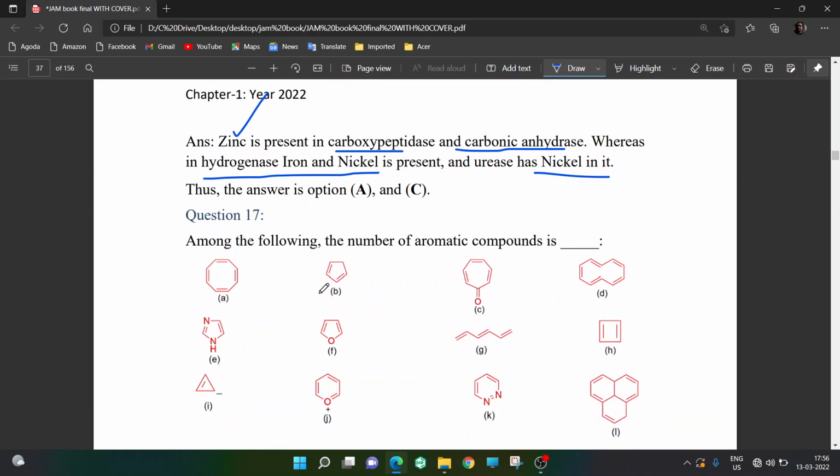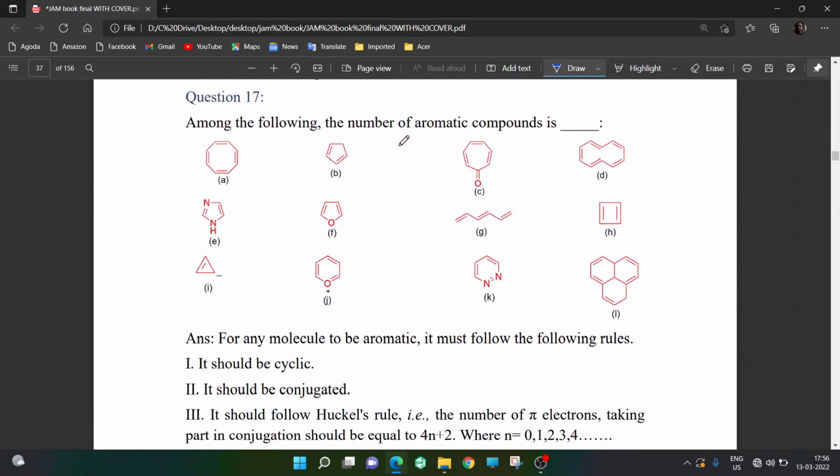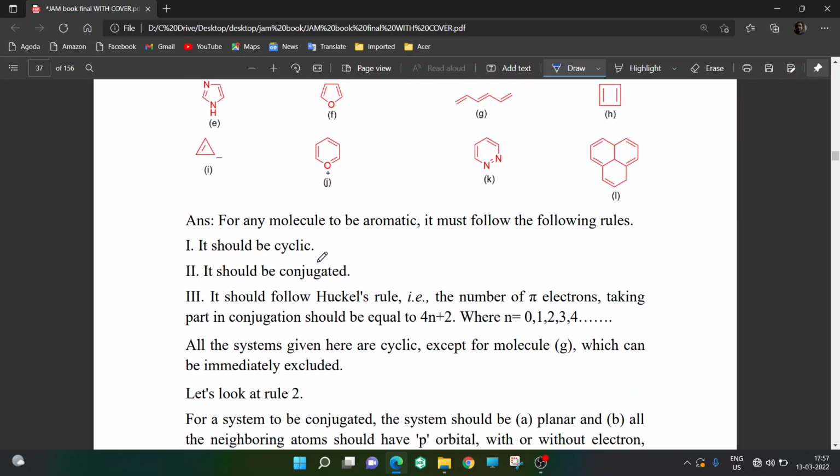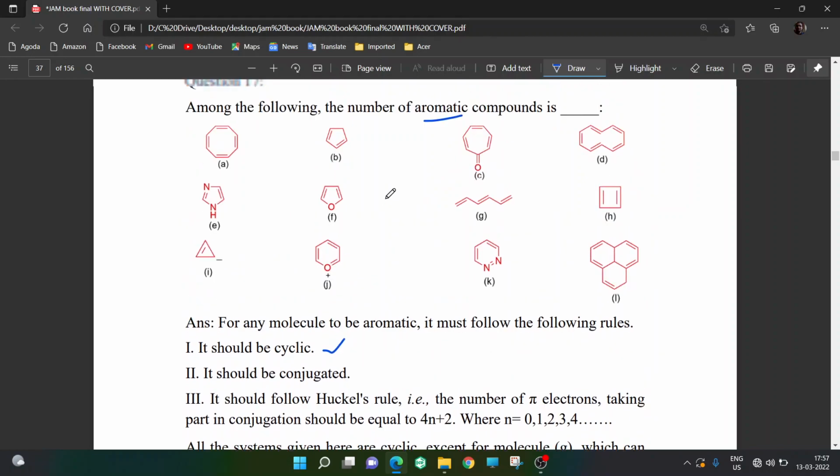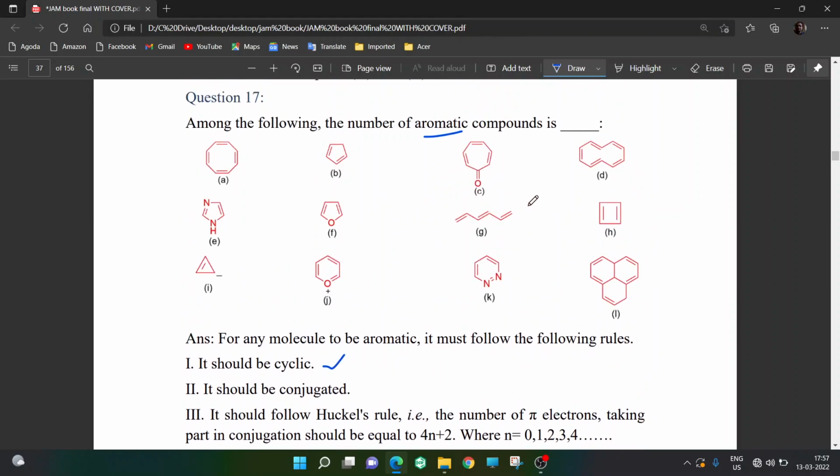Okay. So next question, among the following the number of aromatic compounds is. We have quite a lot of molecules and it is asking which are the aromatic molecules. For a molecule to be aromatic it needs to fulfill the following rules. First, it should be cyclic. All of them are cyclic except this, so this we can rule out immediately.